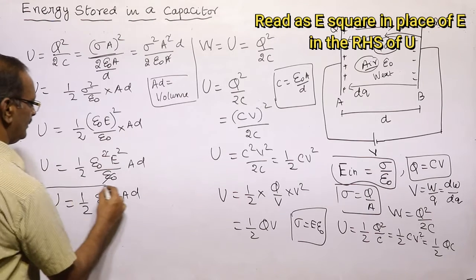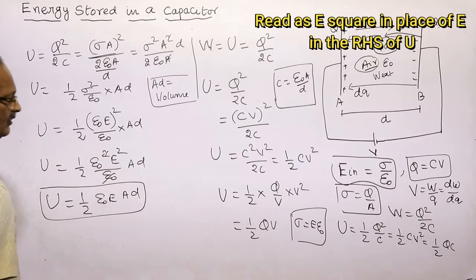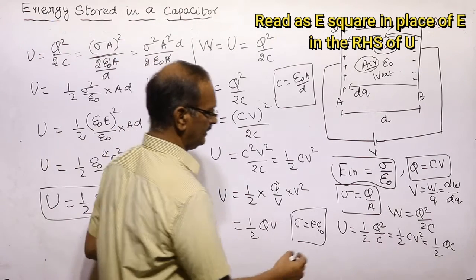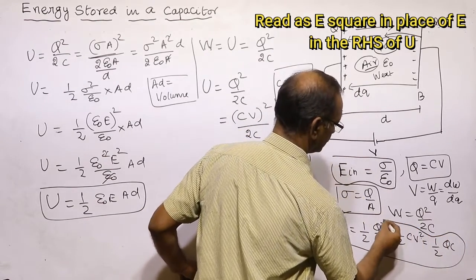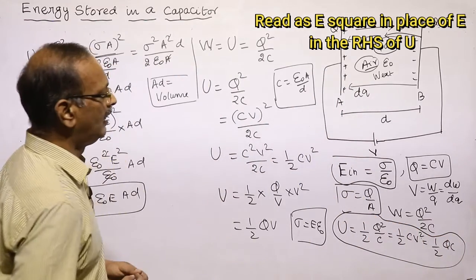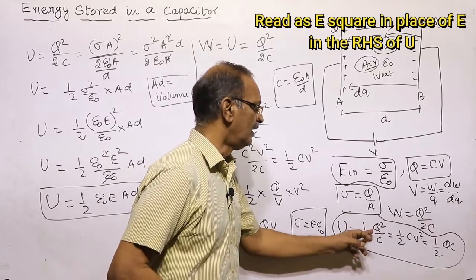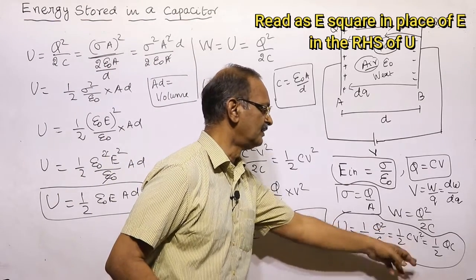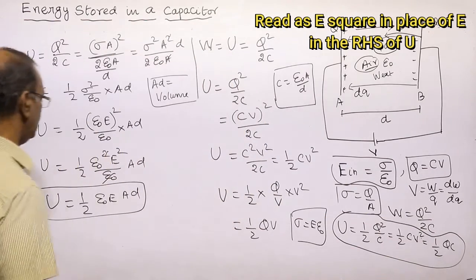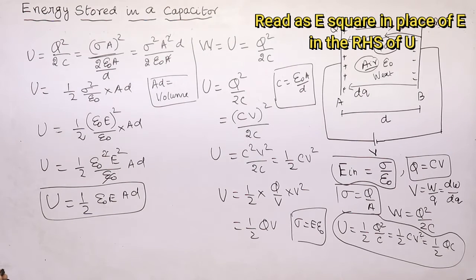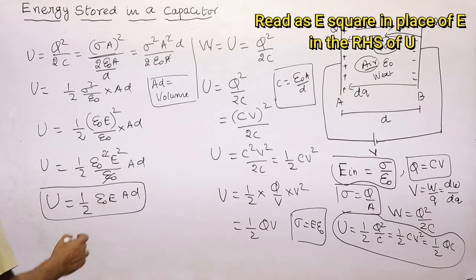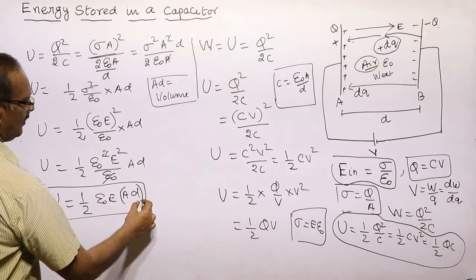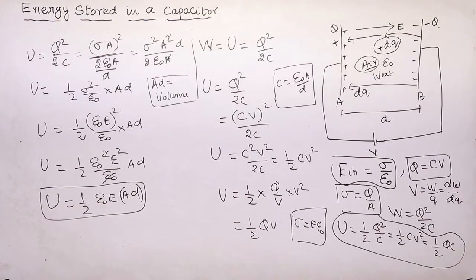This is also one expression. There are several here: half Q square by C, half into CV square, half into QV, and half into epsilon naught E square into A into D, where A into D is the volume between the plates of the capacitor.